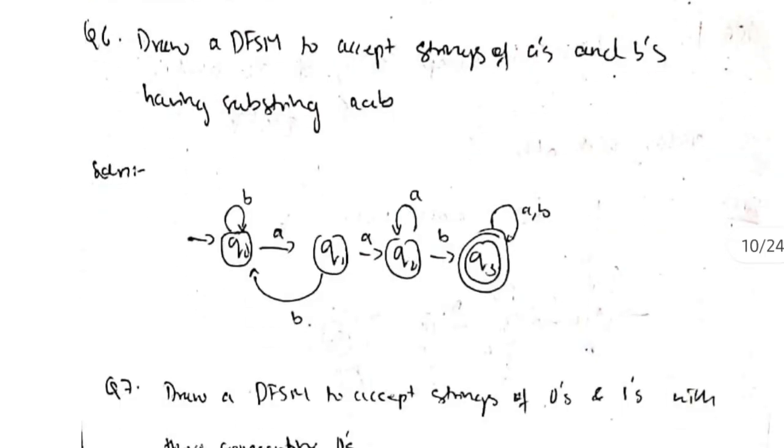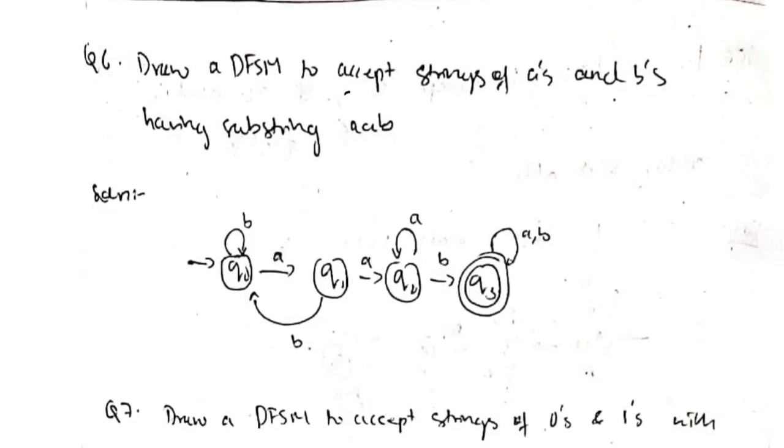Okay. The next question is to draw a DFSM to accept the strings of A's and B's having substring AAB. Here it is not mentioned as starting or ending, you can have it anywhere, but AAB should be there. Okay. Let us see how to make that. What is the minimum string you can form? The minimum string is AAB only, because that is a substring.